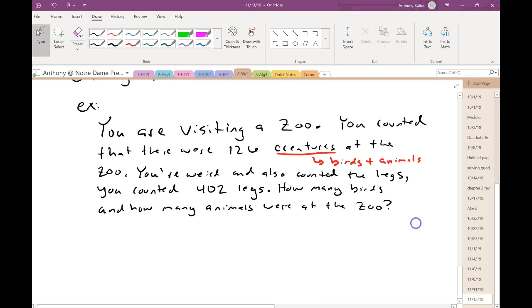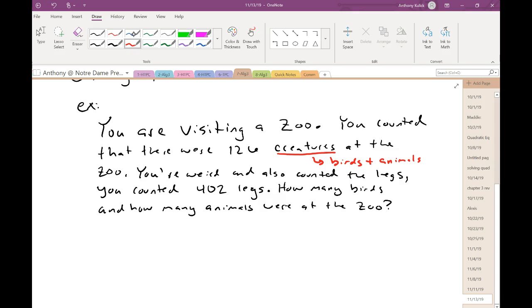Alright, so you're visiting a zoo, and you're a little weird, so all you did at the zoo was count things. You counted 126 creatures at the zoo, and by creatures we're talking about birds and animals, right? You didn't go in the reptile house, so you didn't see any reptiles, but that's okay. You're too busy counting the other things. You also counted the legs that you saw at the zoo, and you counted 402 legs. How many birds and how many animals did you see at the zoo?